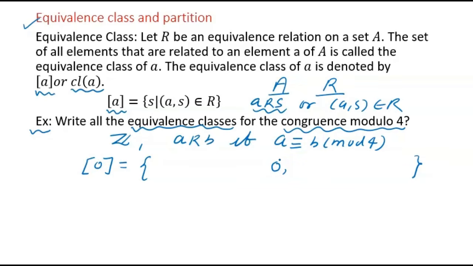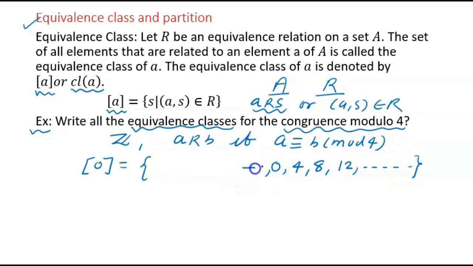Now 1 is not related to 0 because 1 minus 0 is 1 and it is not divisible by 4. 2 is not related to 0. 2 minus 0 is 2, which is not divisible by 4. 3 is not related to 0. 3 minus 0 is 3, which is not divisible by 4. But 4 is related to 0 because 4 minus 0 is equal to 4 and it is divisible by 4. 8 is related to 0. 12 is related to 0. I hope you have got the drift.